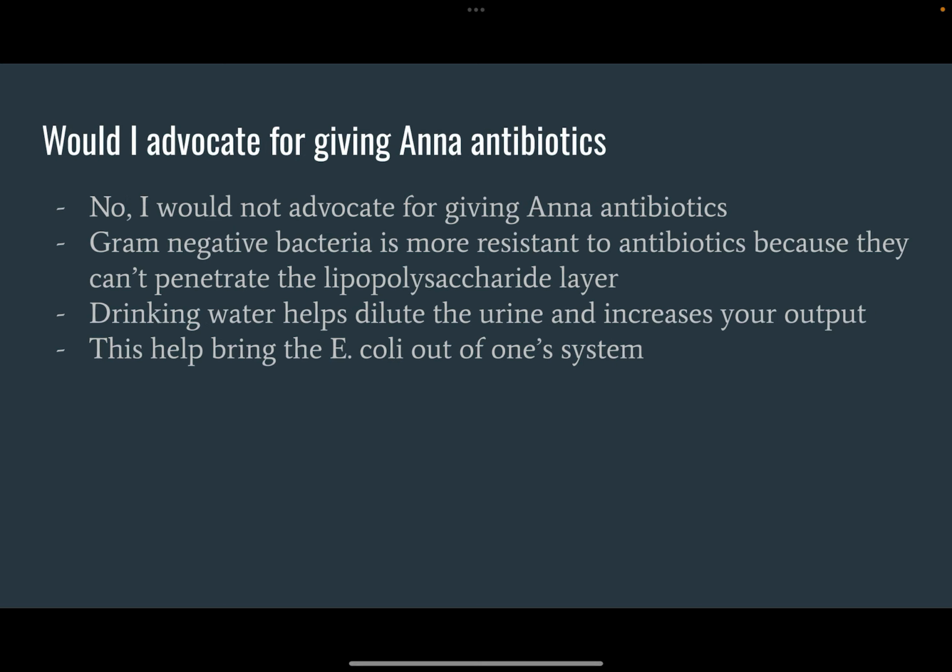Would I advocate for giving Anna antibiotics? No, I would not advocate for giving Anna antibiotics. Gram-negative bacteria are more resistant to antibiotics because the antibiotics can't penetrate the lipopolysaccharide layer. Drinking water can help dilute the urine and increases your urine output, which then helps bring the E. coli out of someone's system.